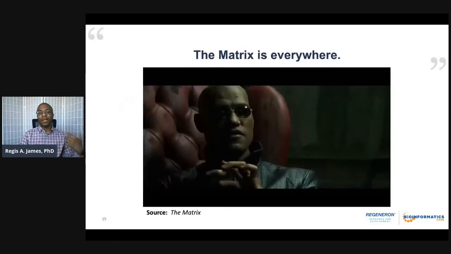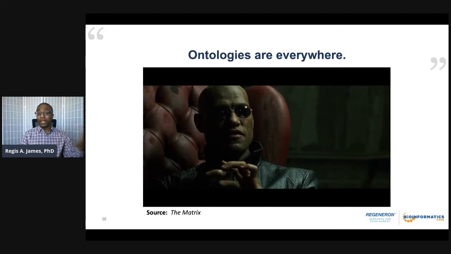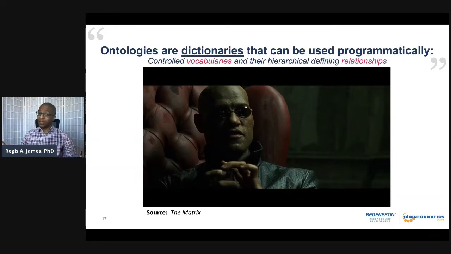Now, to introduce this, I want to call your attention to one of the best movies of all time, in my humble opinion, and it's The Matrix. And so there's this quote from the movie: "The Matrix is everywhere." Now, there's a deep cut version of this movie where Morpheus goes on a little bit more, and he actually says ontologies are everywhere. And then he actually talks a little bit more about it, and he explains exactly what he means by that, which is that ontologies are dictionaries that can be used programmatically. They're controlled vocabularies, and they're hierarchical, defining relationships. That is not what he said in the movie, but I thought I would throw it in there anyway.